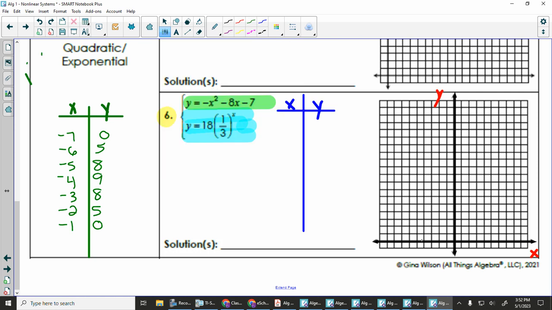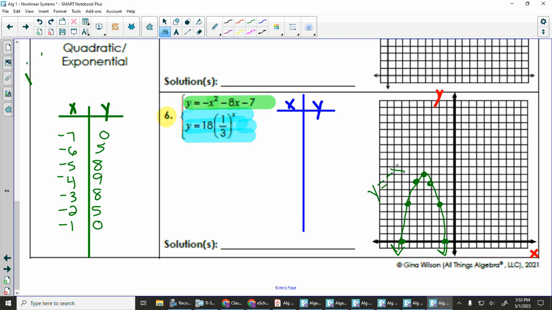So 1, 2, 3, 4, 5, 6, 7 zeros, maybe right there. Then negative 6, 1, 2, 3, 4, 5. Negative 5, 8, 5, 6, 7, 8. Negative 4, 9. Then we have negative 3, 8. Negative 2, 5. And negative 1, 0. So there's our parabola. Connect the dots neatly as possible. Don't forget your arrows on the end. Label.